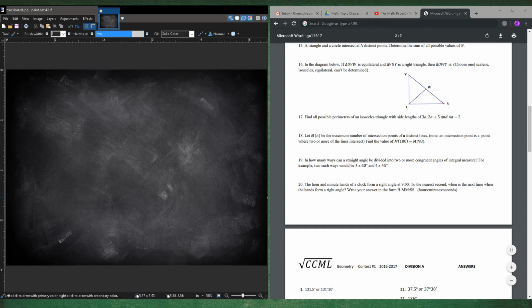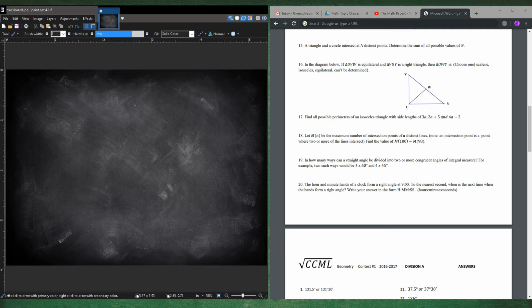But if you just know your geometry, then you should be fine. In how many ways can a straight angle be divided into two or more congruent angles of integral measure? For example, two ways would be 3 times 60 and 4 times 45. So our angle is 180 degrees. So what it's asking is how many ways can we split this? In another interpretation, how many ways can some numbers multiply together to get that number?